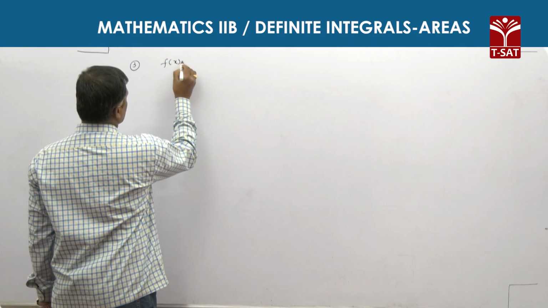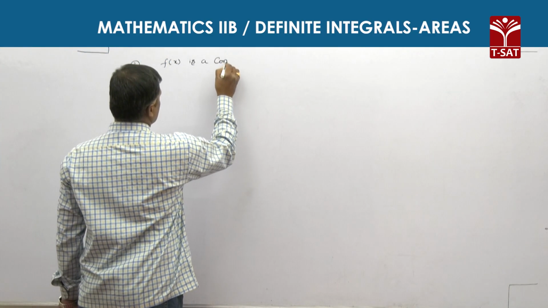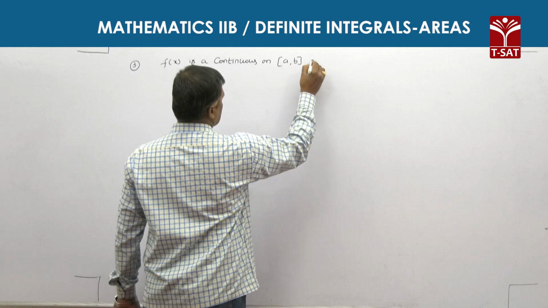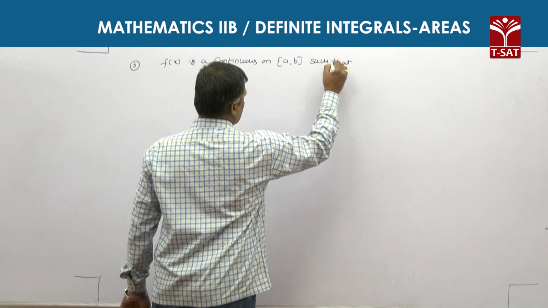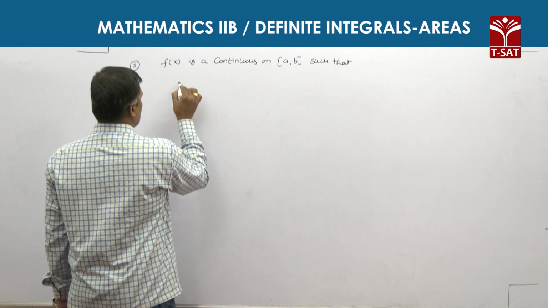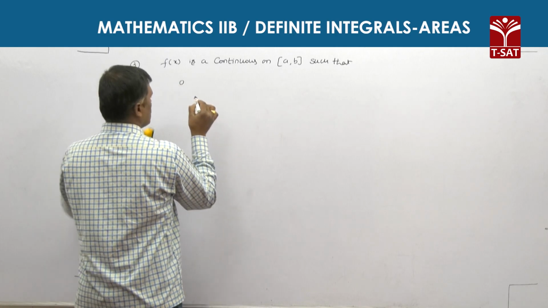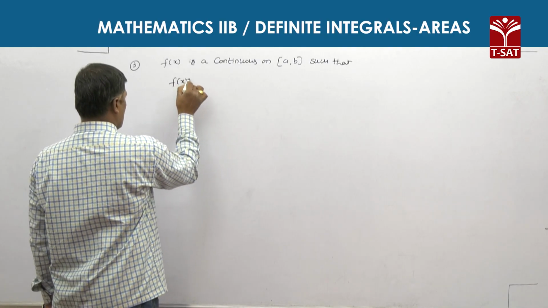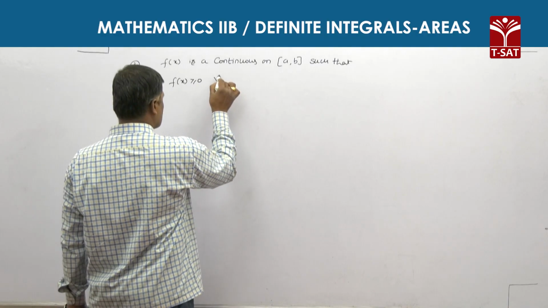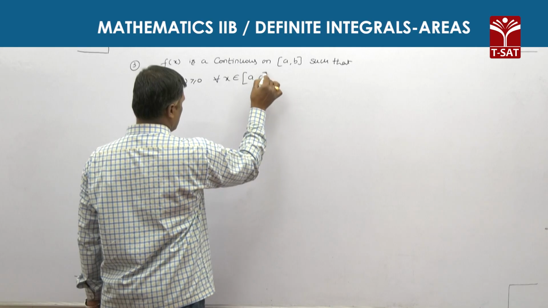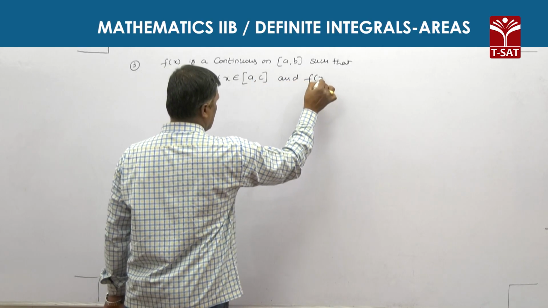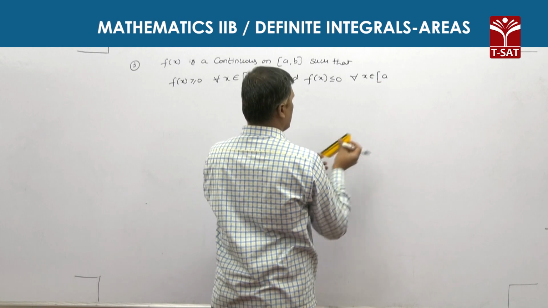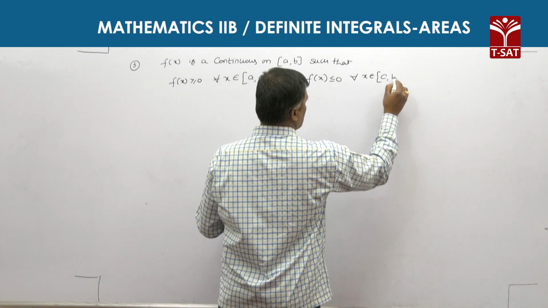Let f of x be a continuous function on the closed interval ab such that f of x is greater than or equal to 0 for all x belonging to the closed interval a to c, and f of x is less than or equal to 0 for all x belonging to the closed interval c to b.